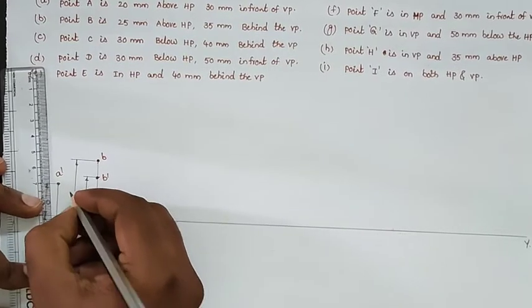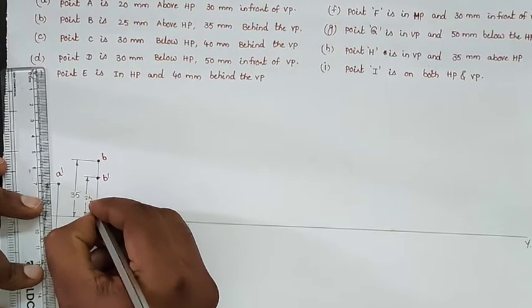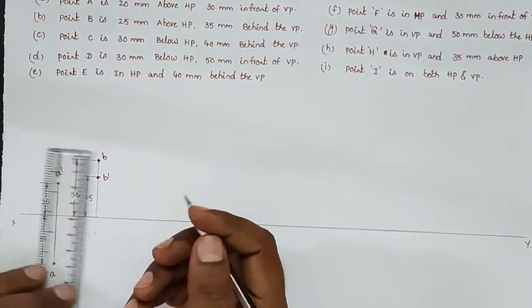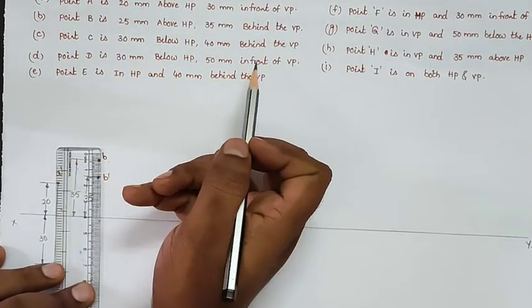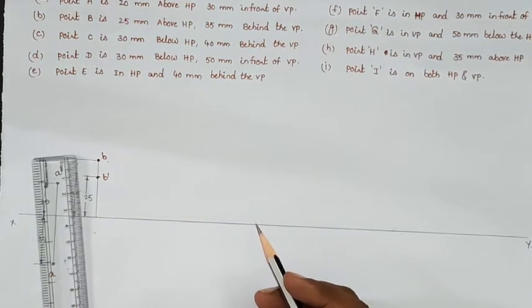So this dimension is 35 mm and here 25 mm. And coming to the third problem, point C is 30 mm below HP and 40 mm behind the VP. I am already telling that one important note: above and below means we will draw the front view, and behind and in front means we will draw the top view.